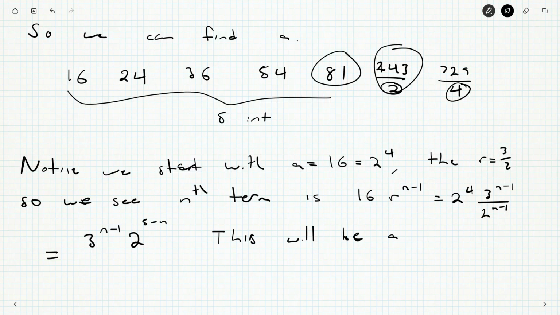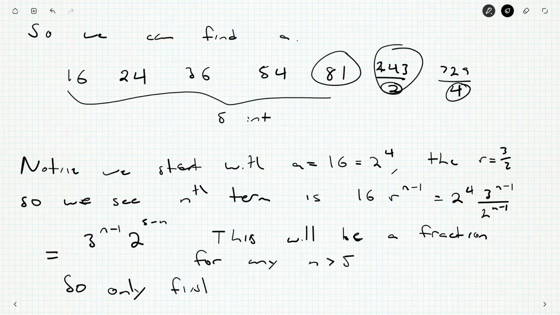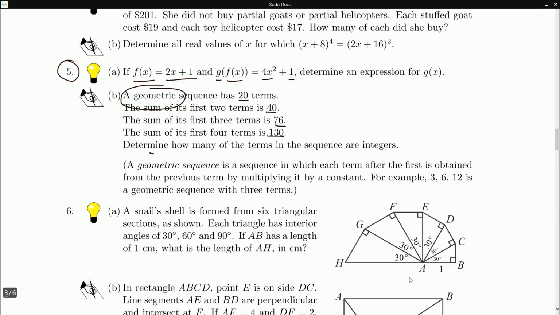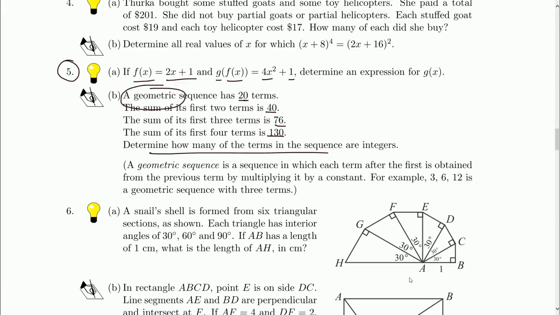So this will be a fraction for any n greater than 5. Okay, so beyond the 5th term, so we might say, so only the first 5 terms are integers. And that's all we wanted, was just to determine how many terms. We didn't have to sum them up or anything. All right, so that finishes off question number 5 quite nicely. Up next, of course, question number 6.